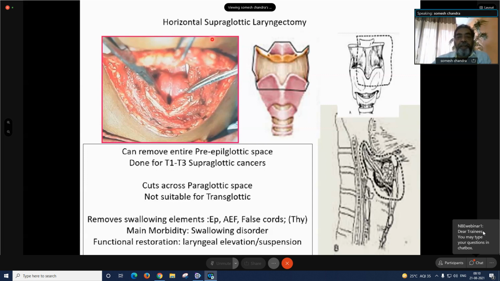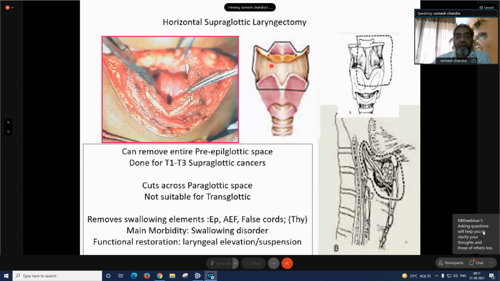It removes the entire pre-epiglottic space, which lies between the epiglottis, hyoid, thyrohyoid membrane, and the upper half of the thyroid cartilage. So anteriorly we have these structures, and behind this is the epiglottis, and between the two is the pre-epiglottic space. So it can remove the entire pre-epiglottic space. That would be a T3 supraglottic cancer if it involves that. It is done, and therefore it is done for T1 to T3 supraglottic cancers.